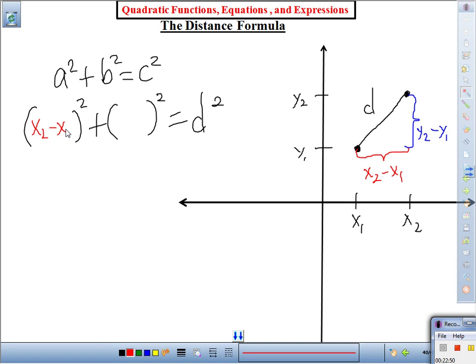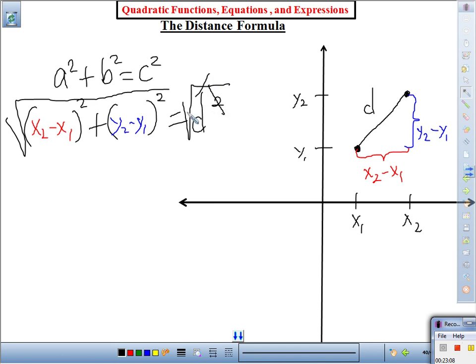X sub 2 minus x sub 1. What am I going to write for b? Y sub 2 minus y sub 1. But I want to solve for d. What does that mean? That I need to take the what? Square root, and whatever I do to one side, I do to the other.